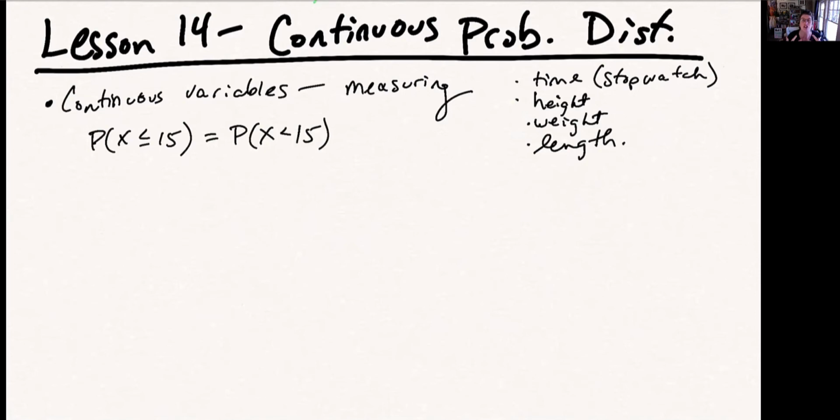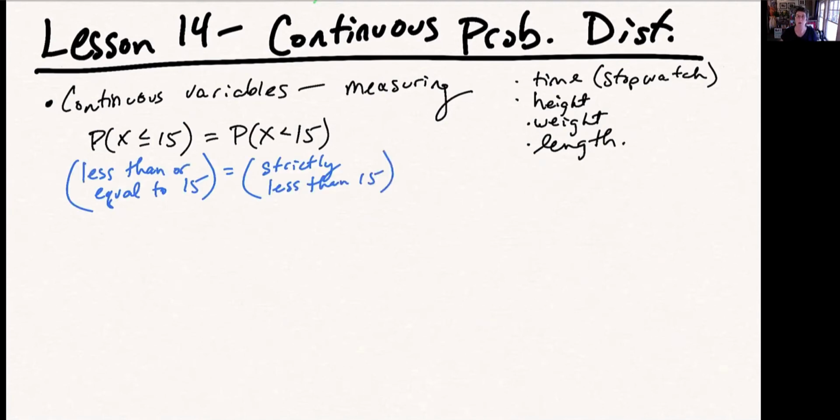It is such a minuscule probability that we don't need to talk about them differently. Less than or equal to 15 means the same thing in this context as strictly less than 15. Okay, and I want to be clear, this is just the probability we're talking about. It's not always true that less than 15 is equal to less than or equal to 15. It's just that the probabilities are equal, okay?